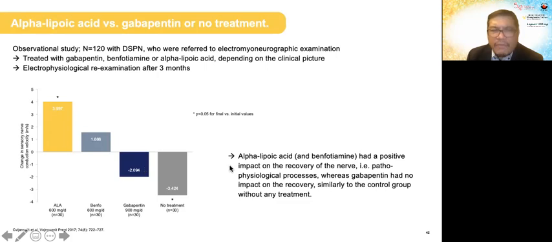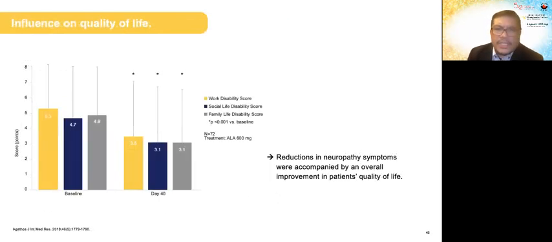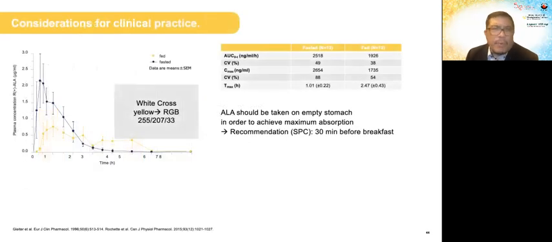So the study showed that alpha-lipoic acid and benfotiamine had a positive impact on the recovery of the nerve pathophysiological processes, whereas gabapentin had no impact on the recovery, similar to the control group, which was not given any treatment. There were studies also on quality of life. They looked at several questionnaires: the work disability score, social life disability score in blue, family life disability scores. As you can see, at baseline and 40 days after, there was reduction in neuropathy symptoms that was accompanied by an overall improvement in patients' quality of life when they were given alpha-lipoic acid.